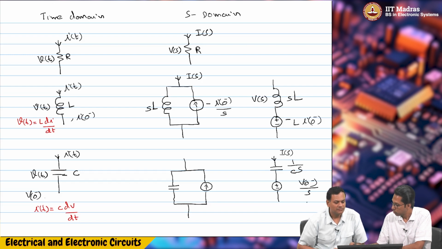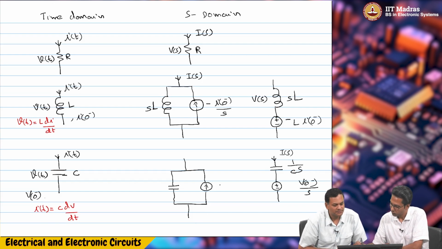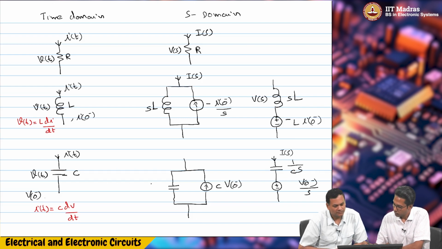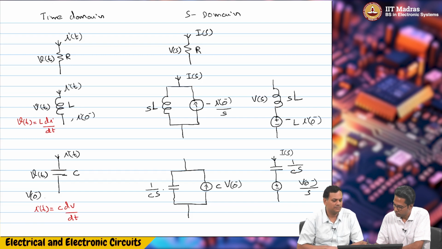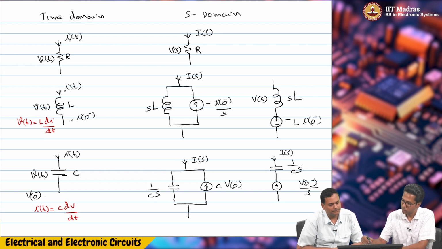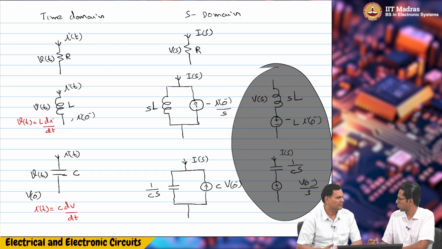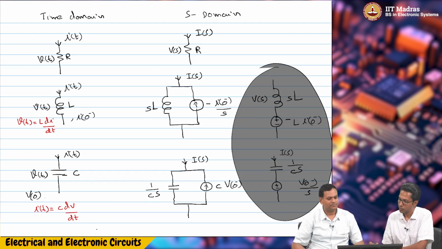This is V of 0 by 1 by CS, so C times V of 0 minus. This is 1 by CS itself. So actually, if you remember this, that is enough. I can always do source conversion. You only need to know one of them. Okay, nice.